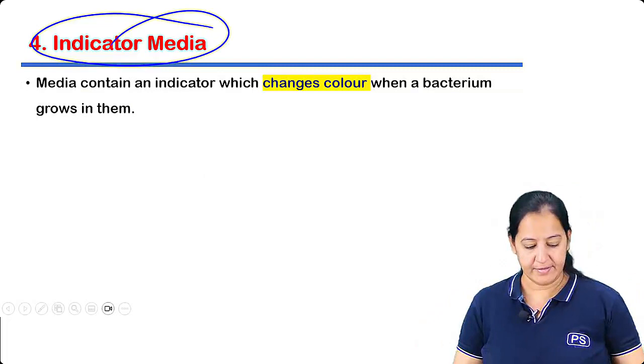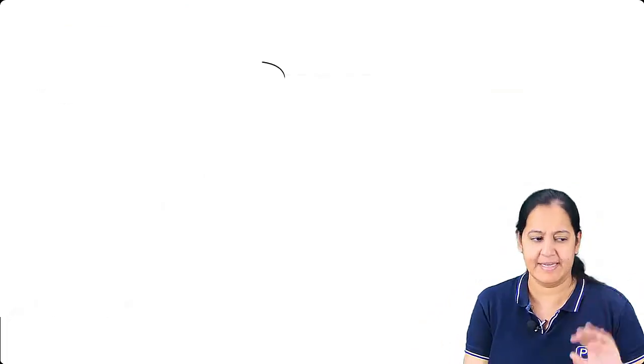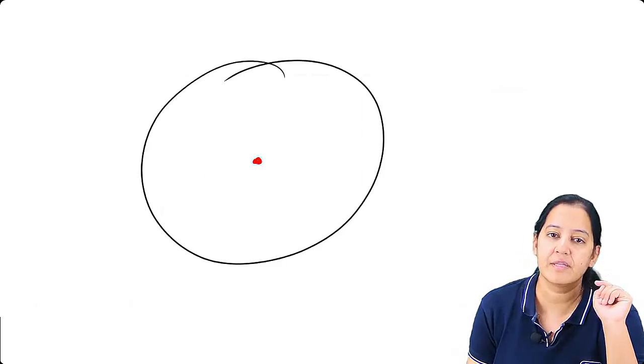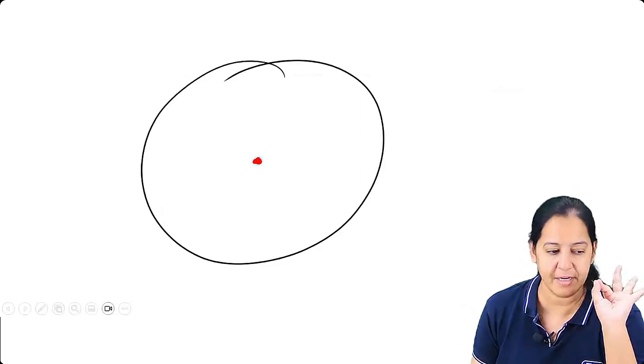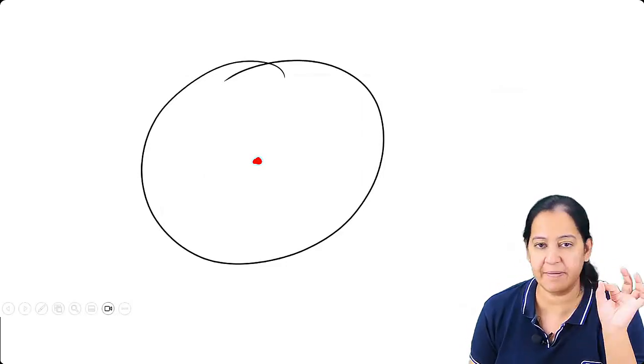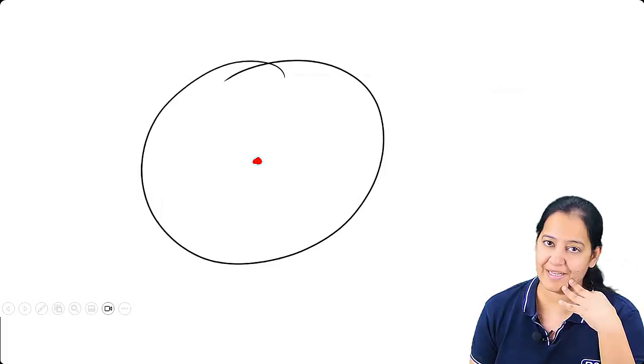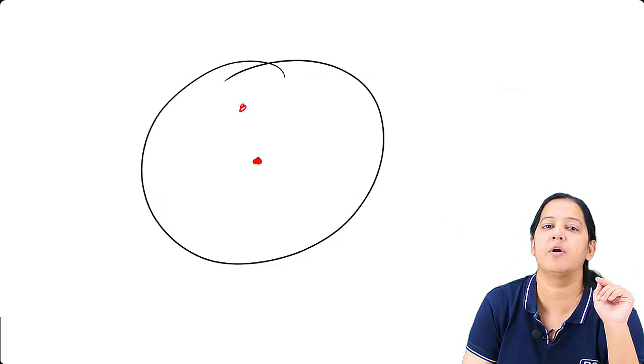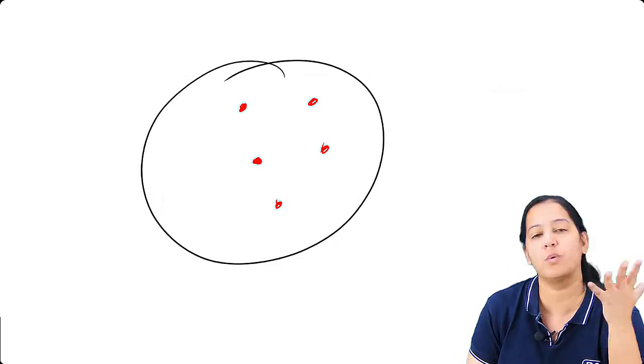What is indicator? See, this is a culture media. Please understand, it's very easy. Here is my inoculation. This is my inoculum. I have inoculated a little bit of bacteria here. So what I'm expecting is that this bacteria should eat and divide and form multiple colonies. What is a colony, by the way?